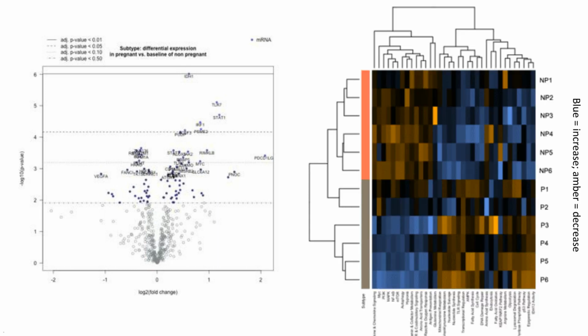We can also take a more heat map approach, and we can see that heat map analysis on the right here. We've got our not pregnant women on the top of the heat map, not pregnant 1 to 6, and then our pregnant women down the bottom. We've got our different pathways along the y-axis of the heat map, and blue is an increase in expression, and the amber is a decrease in expression. And there's lots of different pathways in this metabolic pathways panel that are up and down regulated in our pregnant women. These include amino acid synthesis, mitochondrial respiration. And so again, they're helping us understand what's going on in those pregnant women.